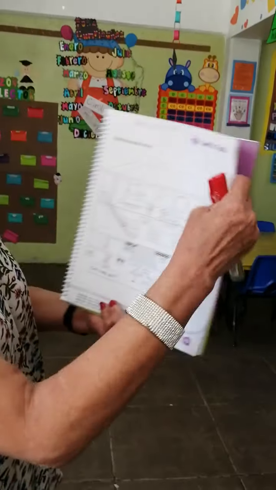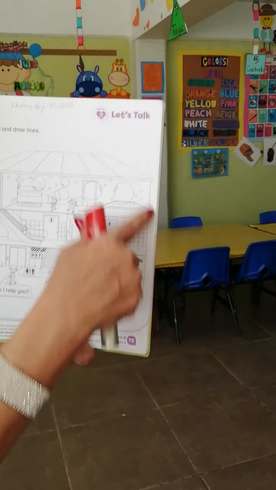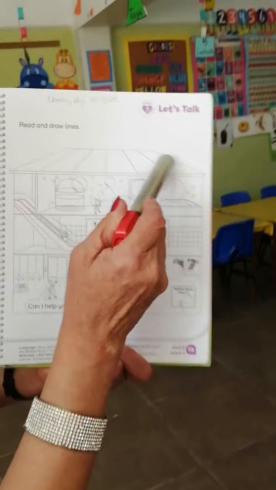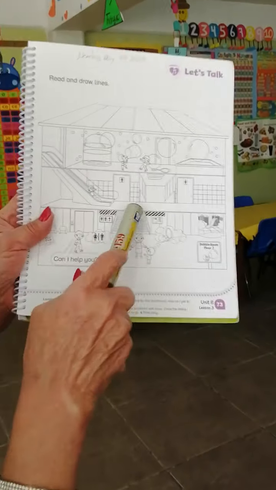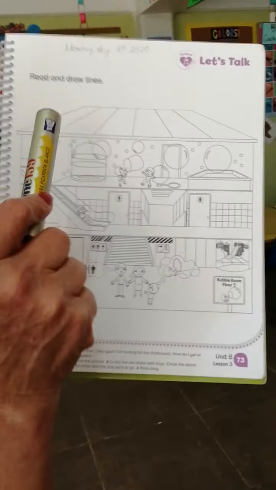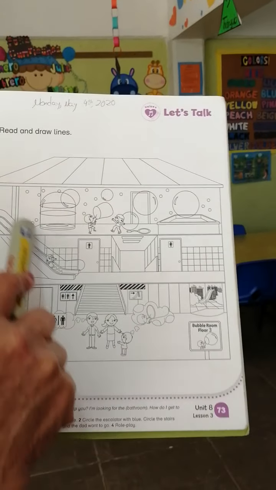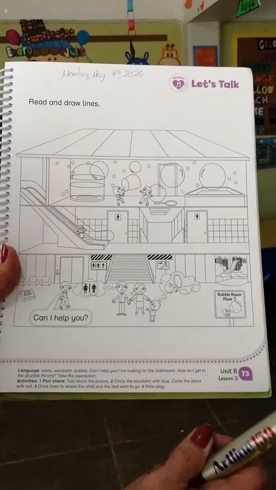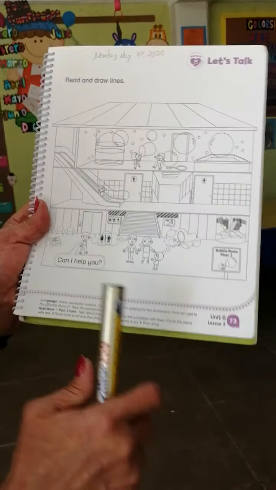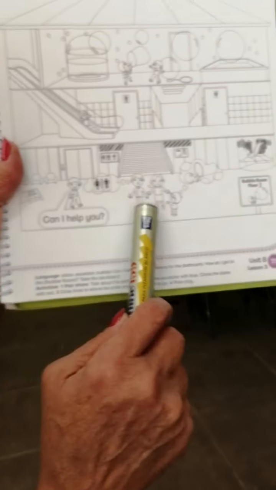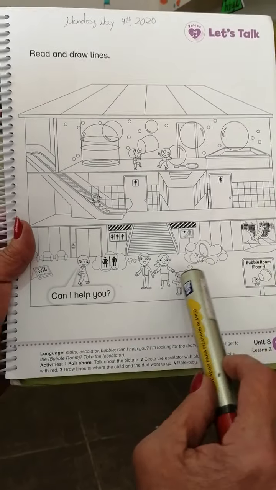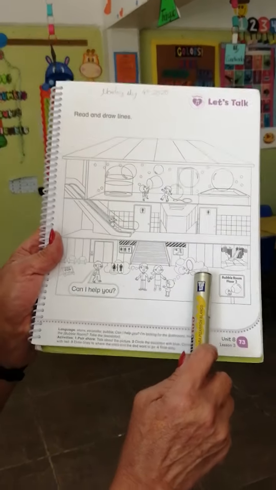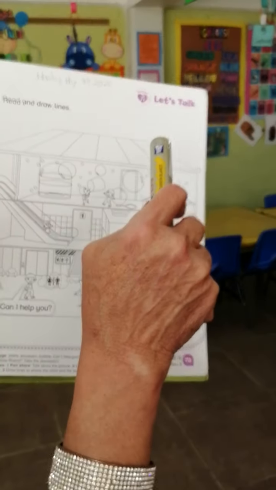Okay, you are going to open your activity book to page 73, and here we have a mall. Do you know what is a mall? Yes, un centro comercial. And here we have the stairs, and many things of the vocabulary. Here we have the escalator, the elevator, the revolving door, and here it says, can I help you? And check, Dad wants to go to the bathroom. Where is the bathroom? In the second floor. And the boy wants to go to the bubble room. Where is the bubble room? Yes, it's on the second floor.